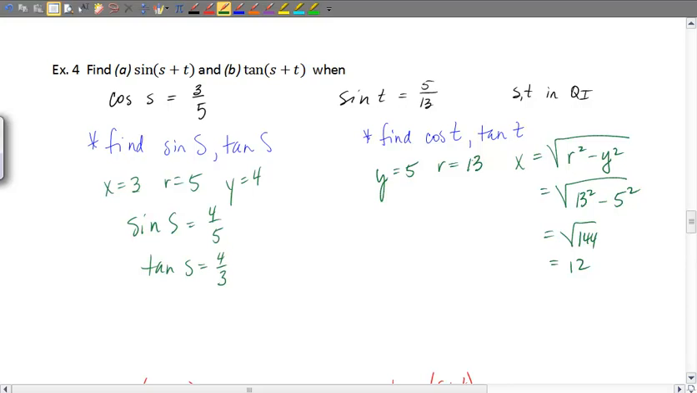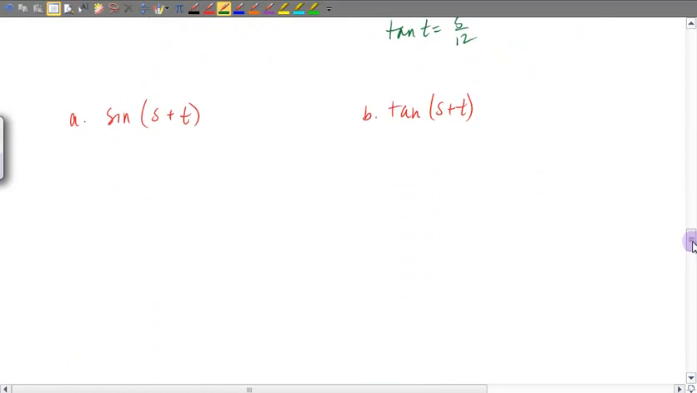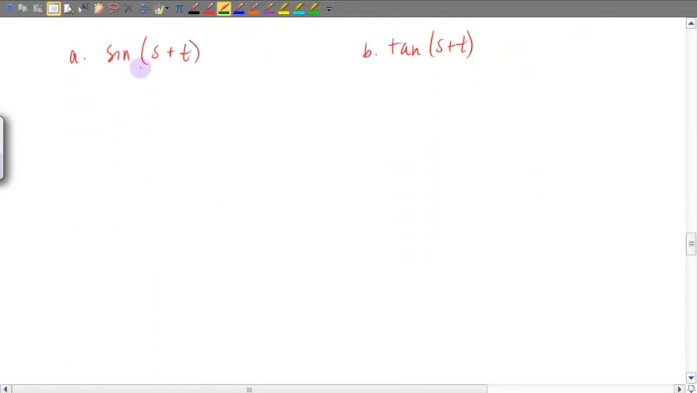Having said that, I can now come up with the cosine of t, which is going to be x over r, and the tangent of t, which is going to be 5 over 12, 5/12. So I know all 6 components that I need to be able to simplify or solve this.